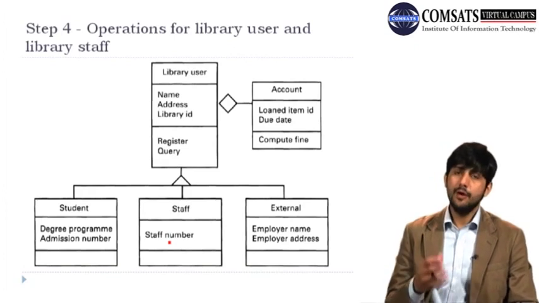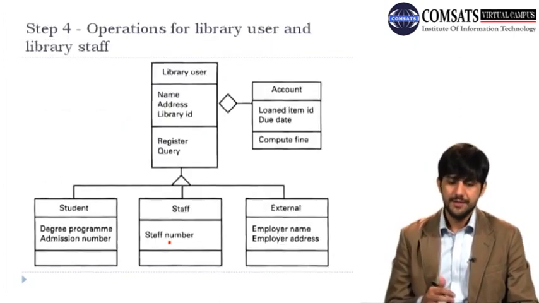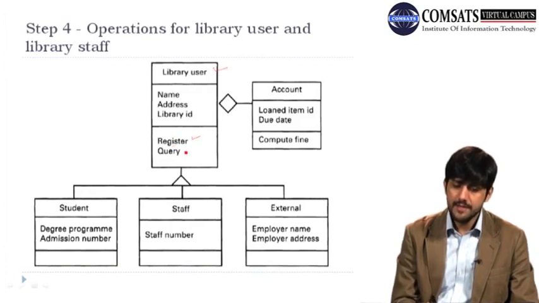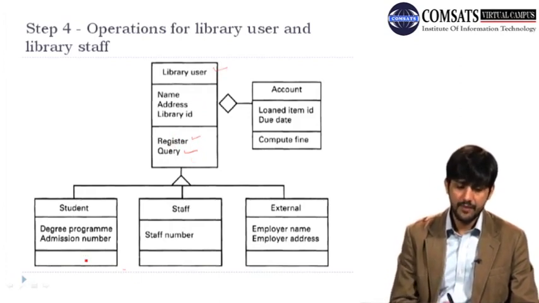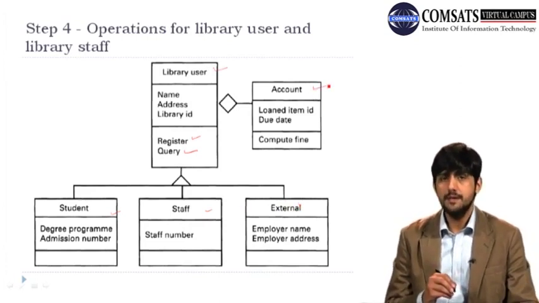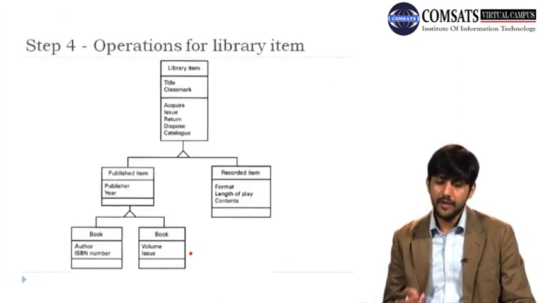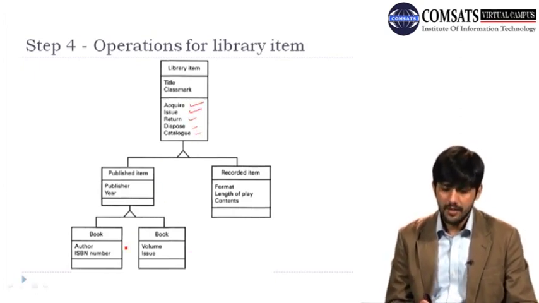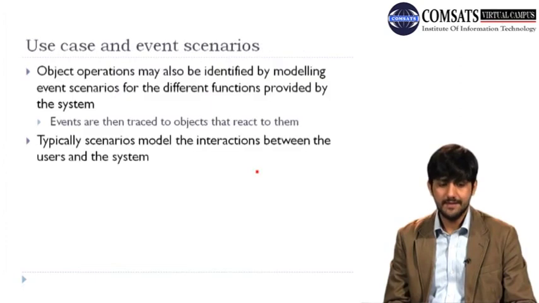So that is how we now know what operations are performed by different objects. We can update our model. So now the updated model would look something like this: we have this library user class. Now these are the two operations of this library user: register and query. And then we have this class again, and an account class would have another operation, which is compute file. So operations for library items mean that we are acquiring, issue, return, dispose, and catalog. And similarly, we can identify the operations for the rest of the classes as well.